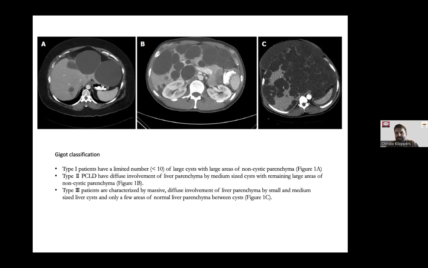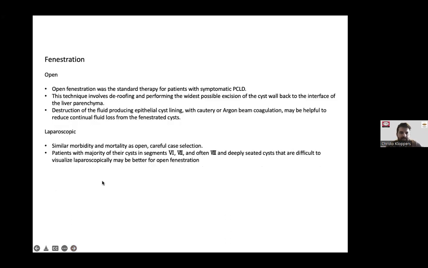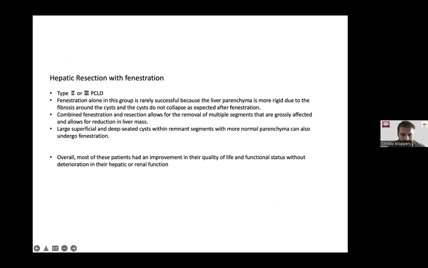And type 3 is massive diffuse involvement of liver parenchyma by all sorts of size cysts. There's not a lot of normal parenchyma seen in between. So the treatment for polycystic liver disease, you would not often treat them, but if they are symptomatic, open fenestration used to be the standard therapy. Technique is simple deroofing and the widest possible excision of the accessible cyst wall without interrupting the liver parenchyma too much.